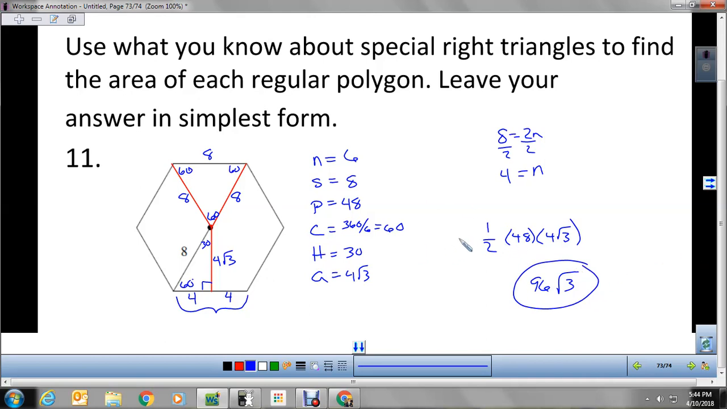All right, so this concludes our lesson 10.3, finding the area of regular polygons. So try your homework. Remember, write out NSPCHA. Fill in all the parts that you have. If you're missing any values like the side or the apothem, you have to find the central angle and the half angle. Set up your right triangle, find the missing side lengths. That concludes our video.